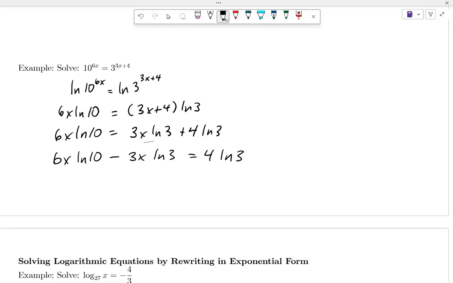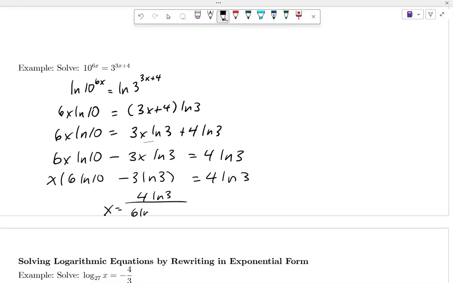What does that allow you to do now on the left-hand side? Yeah, we pull out an x, right? When you pull out that x, you get a 6 natural log of 10 minus a 3 natural log of 3. And now as your last step, what do we do? Divide, right? Because that's just x times something. I want to get rid of that number, so I divide by it. So our last step will be to divide both sides by 6 natural log of 10 minus 3 natural log of 3.